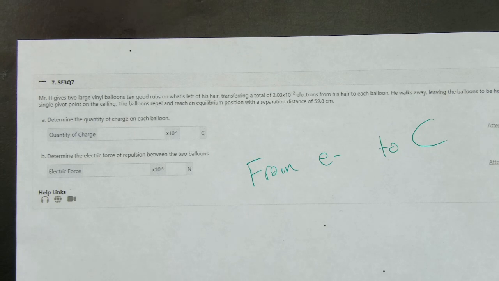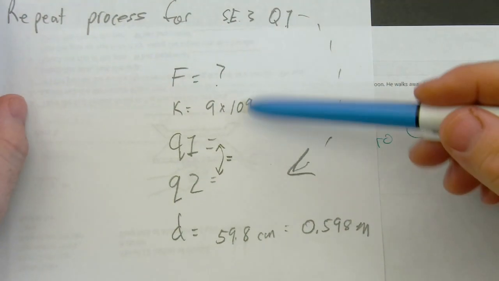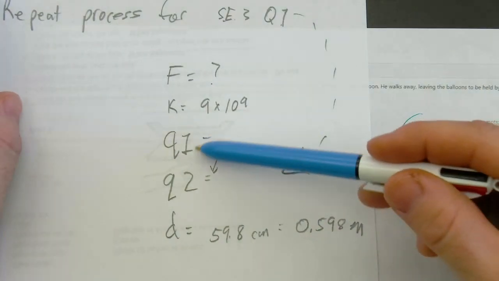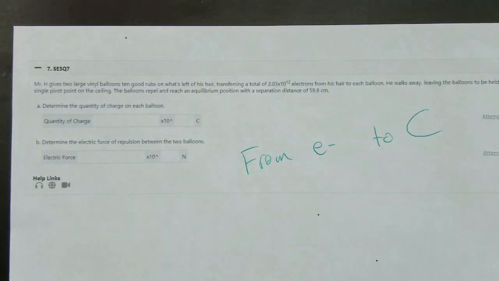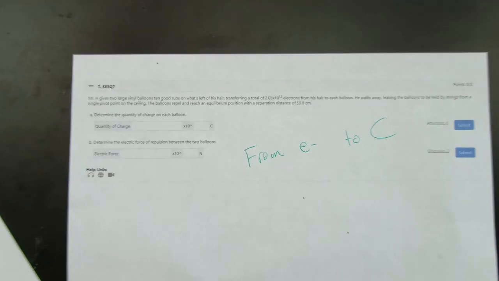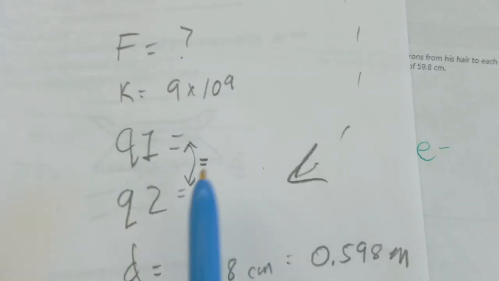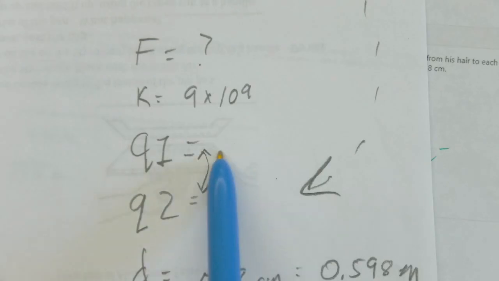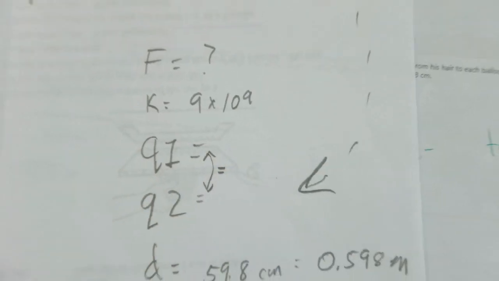The one thing that sometimes confuses people is when you're inputting this, again, you've got to make sure that you go into meters, but Q1 and Q2 are the same as each other. So once you find the charge on each balloon, whatever your answer is for this, that's going to be Q1 and also Q2. So these are identical, so you could put the same number there that you found. And that's how you would work this one out.